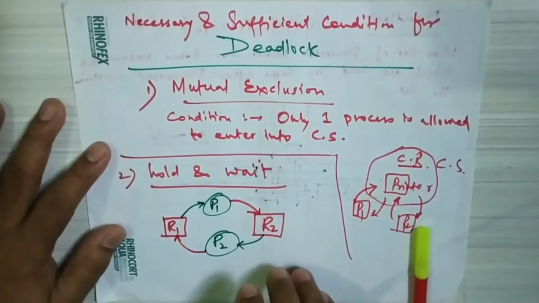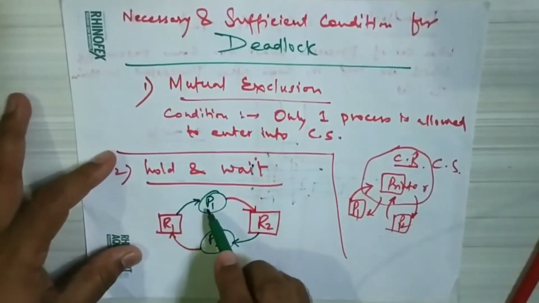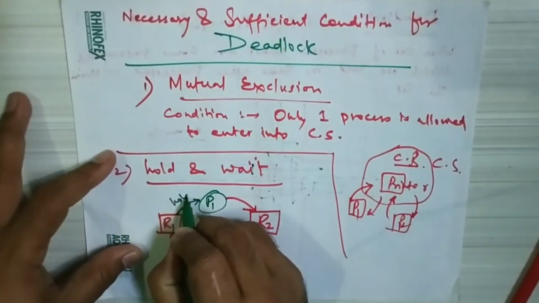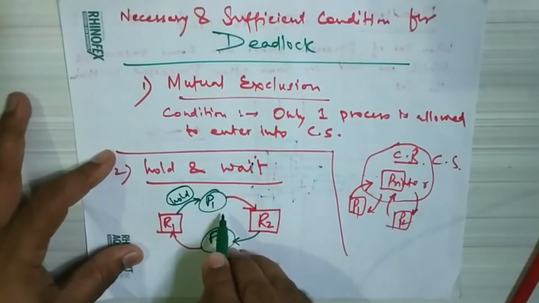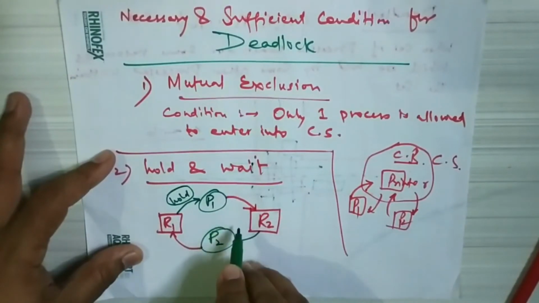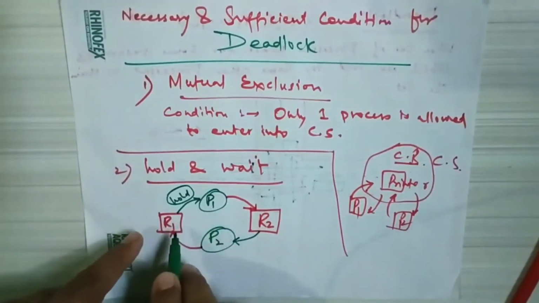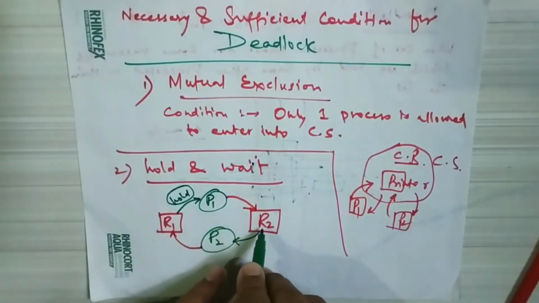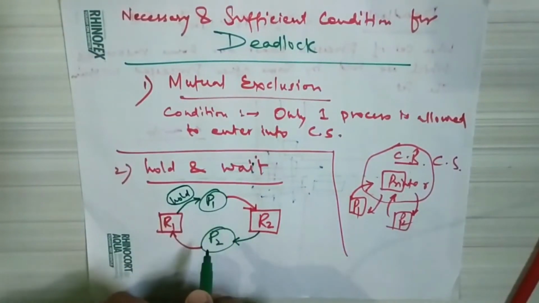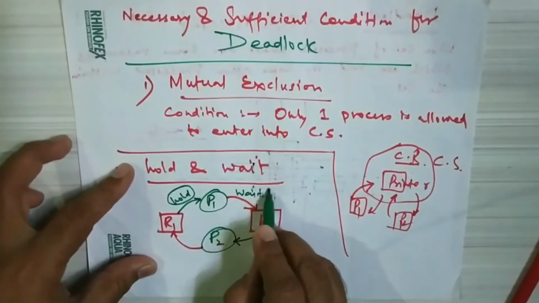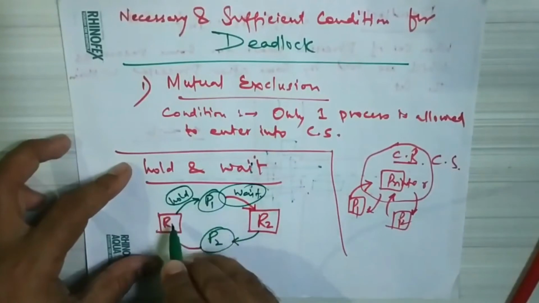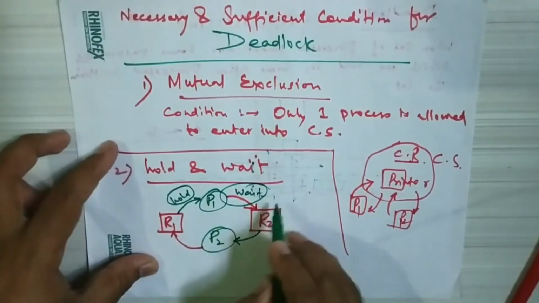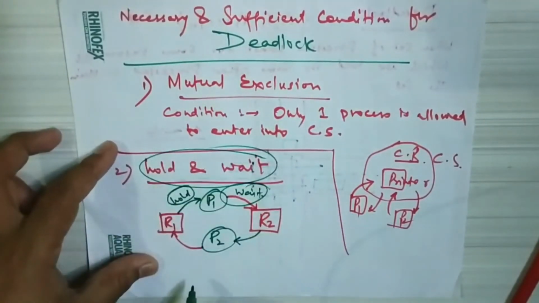Now just understand this situation. P1 is holding the resource R1 and waiting for R2 to be acquired. So what is P1 doing? P1 has held R1 and requires R2, that is, it is waiting for R2. So P1 is holding R1 and waiting for R2. This is nothing but the hold and wait situation.